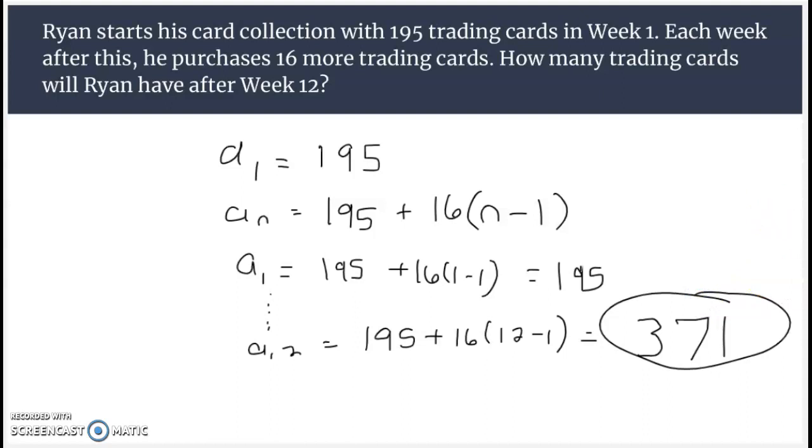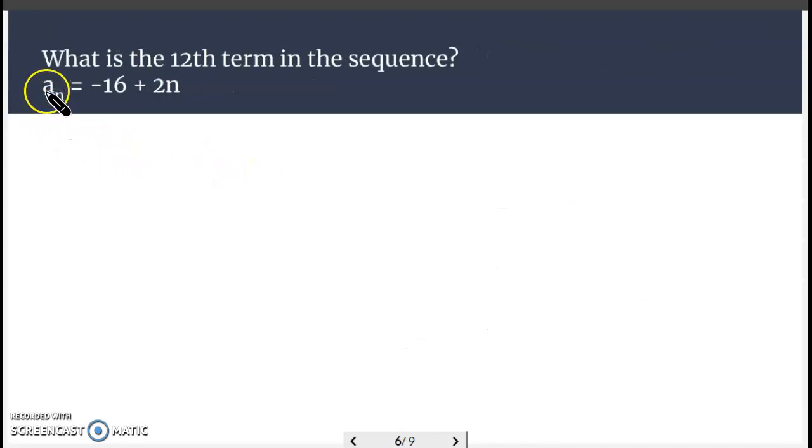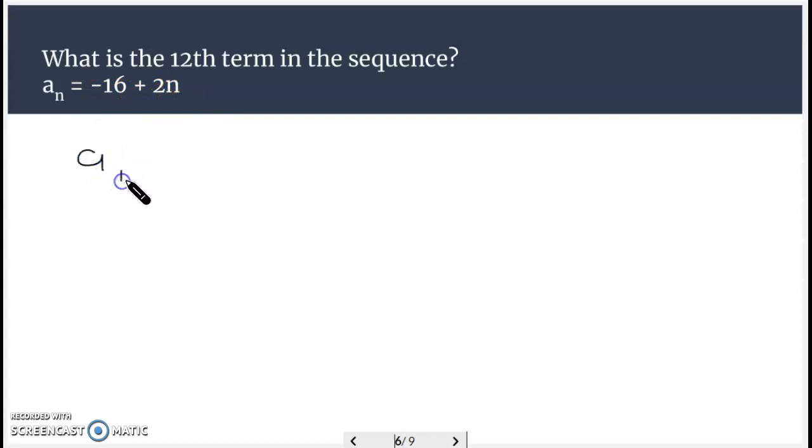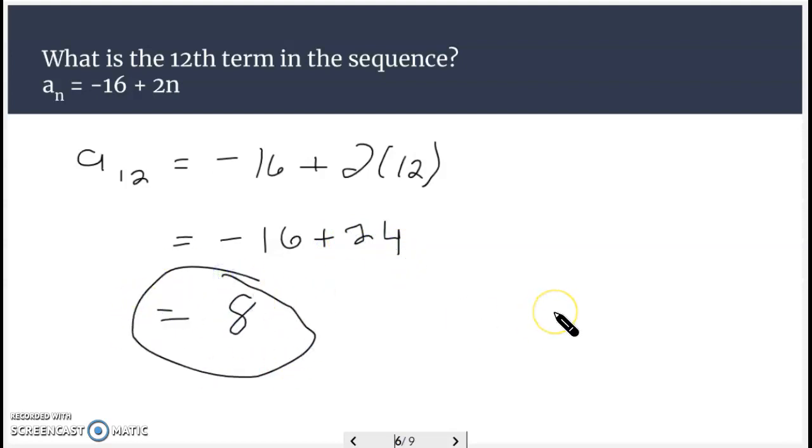All right, look at another one here. This is just straight up, what's the 12th term of the sequence? The nth term is -16 plus 2n. So if I want the 12th term, I take -16 plus 2 times 12. 2 times 12 is 24. -16 plus 24 is 8. 8 is the 12th term of this sequence.